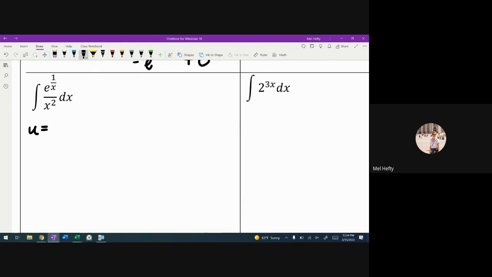So u-sub can take care of integrals that look quite a bit creepier than they have before. So what are your thoughts on what u should be? All right, so 1/x, I like that idea. Now, we don't normally take derivatives of things that look like that. So is there a way I could rewrite 1/x? X to the -1.